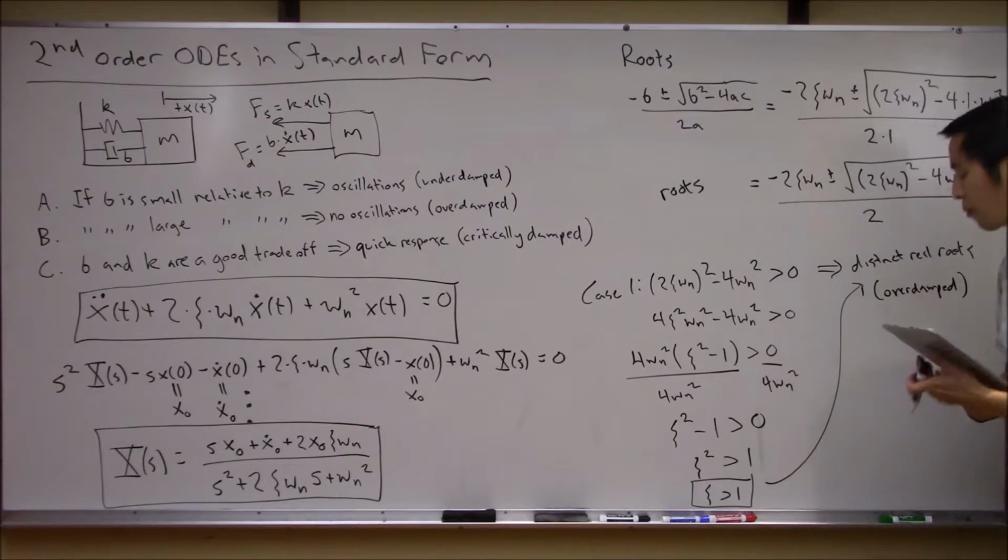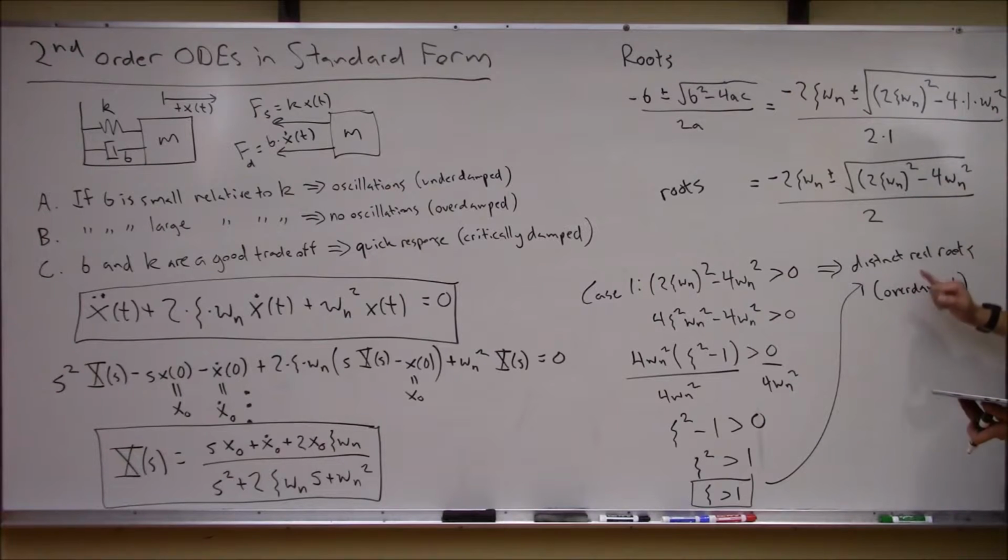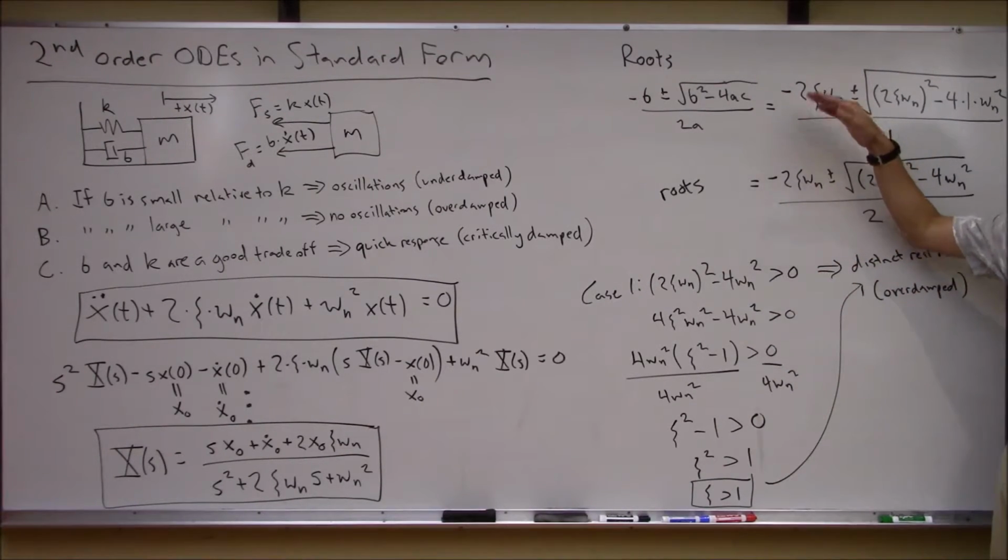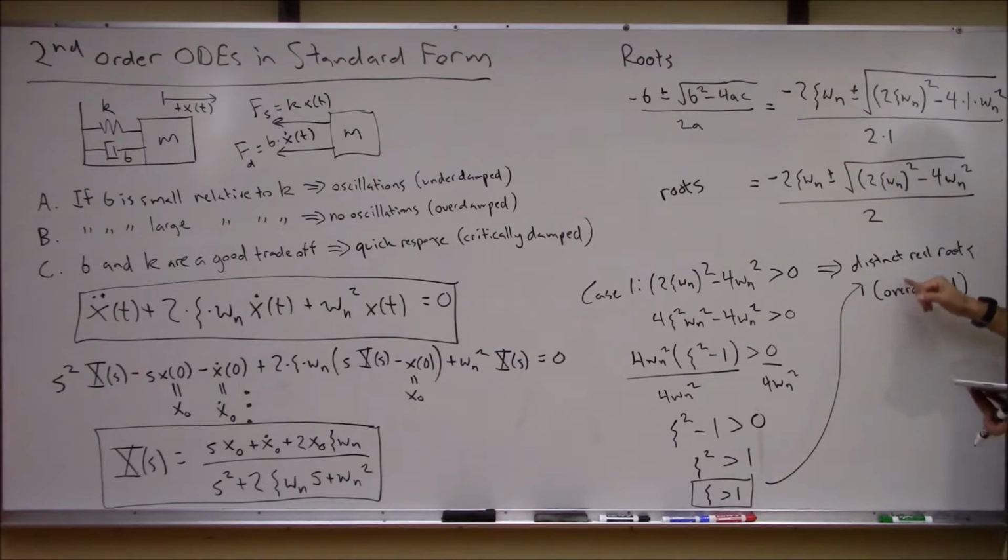Because we know from our previous discussion on differential equations that if you have distinct real roots, the solutions are going to look like e to the r1t, e to the r2t. So there's no cosines or sines or anything like that in it. It's going to be strictly overdamped. You're only going to have exponential behavior. So this is interesting, right?